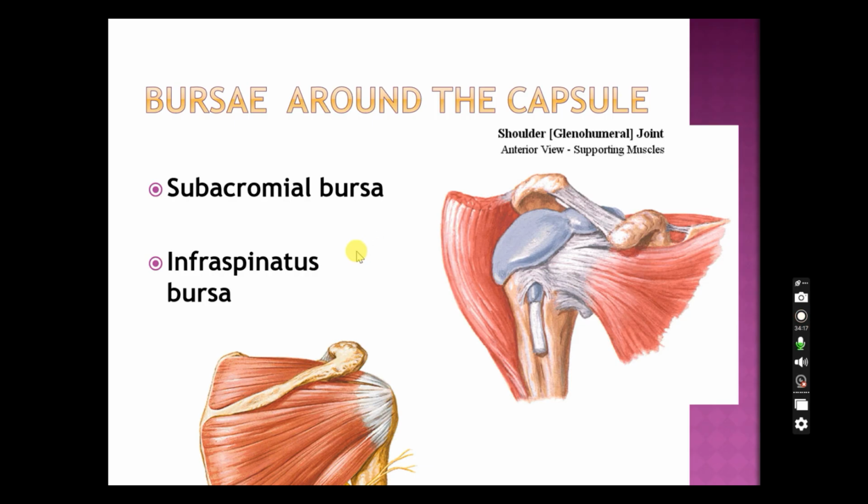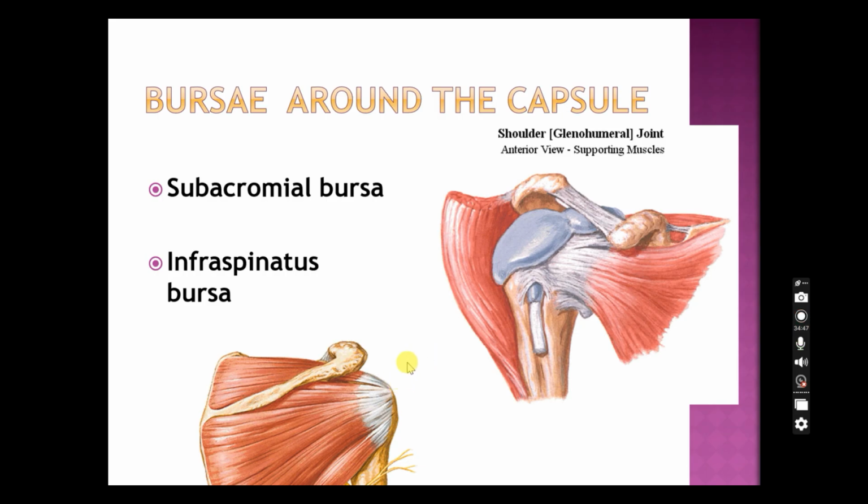Subacromial bursa is done in infraspinatus bursa. There's a bursa between the shoulder capsule as well as between the subscapularis muscle also. Sometimes there will be a small deficiency or small cavity in the fibrous capsule, which allows the continuity of the bursa underneath the subscapularis to open into the shoulder joint capsule.